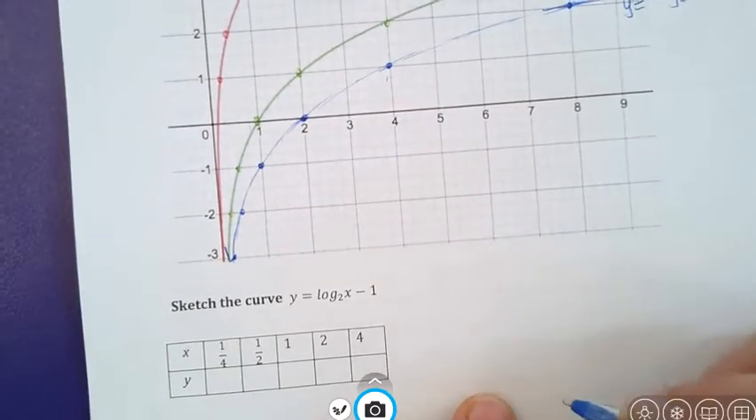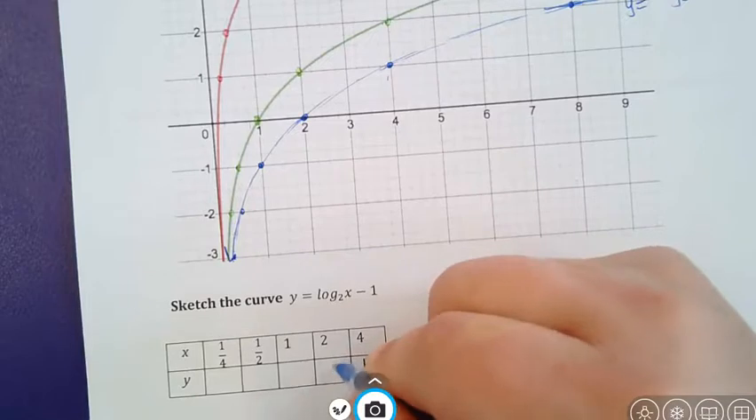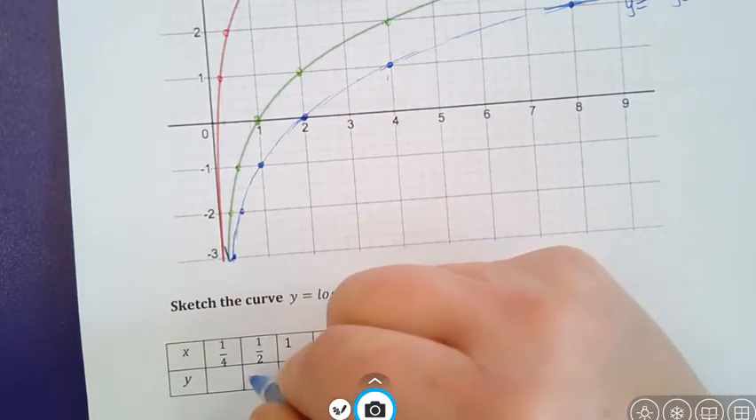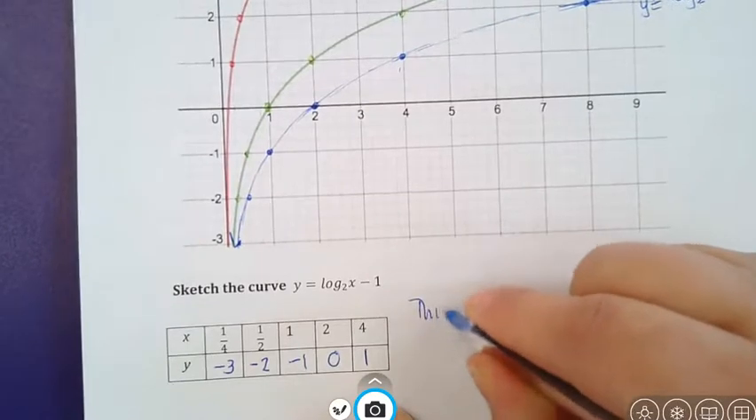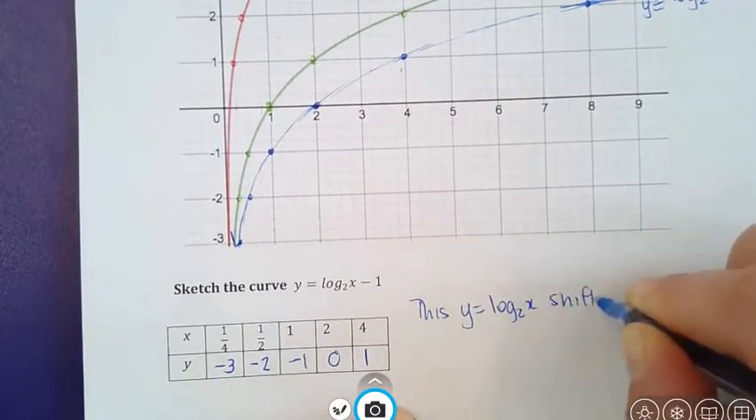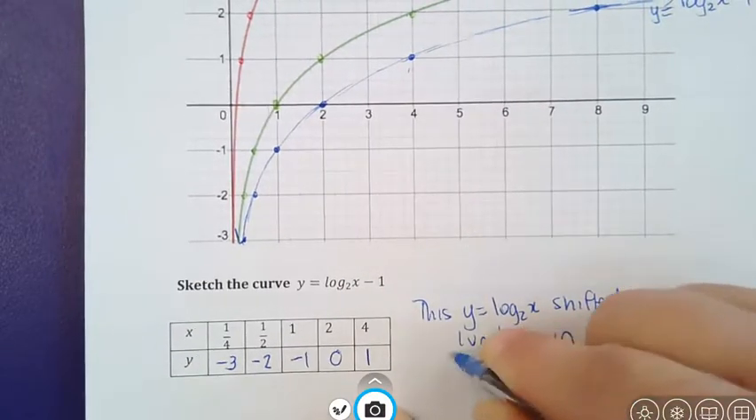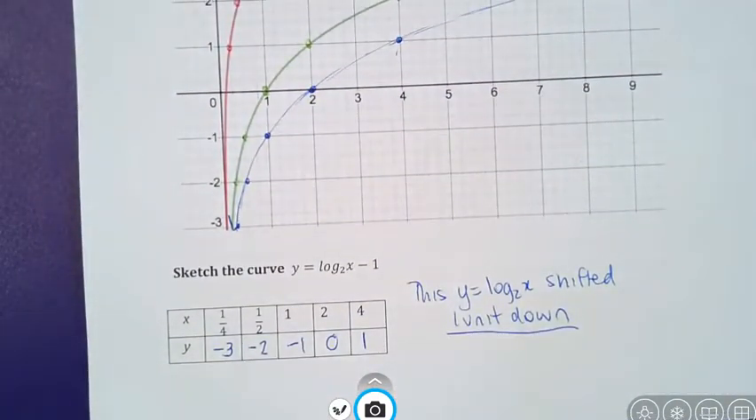Okay? So we just move these down 1 from where they were before. All good? All right? So this is y equals log to the base 2 of x shifted 1 unit down. All good? All right. It just reinforces your transformations.